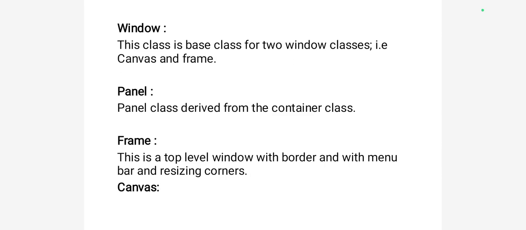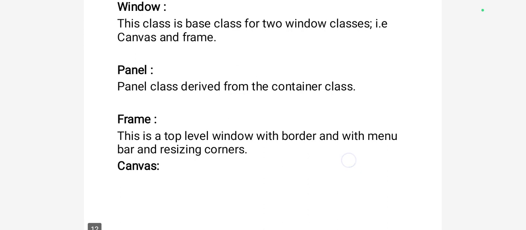And the last one is canvas. Canvas is a component which represents a blank rectangular area of the screen in which the application can draw, and from which the application can trap events from the user. An application must subclass the canvas class in order to get useful functionality such as creating custom components. Thank you.